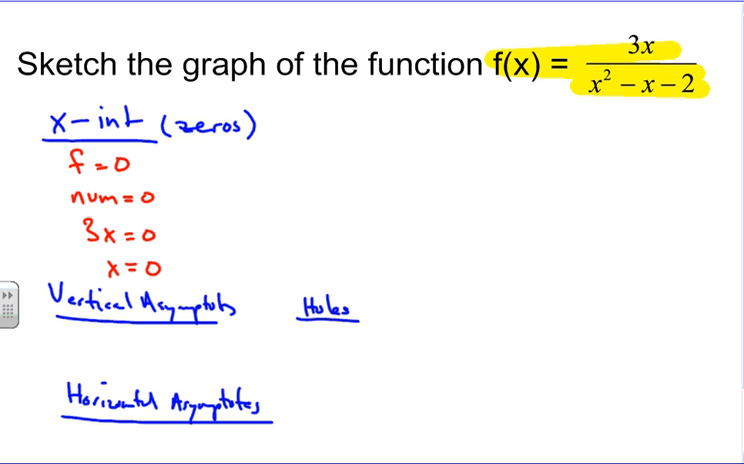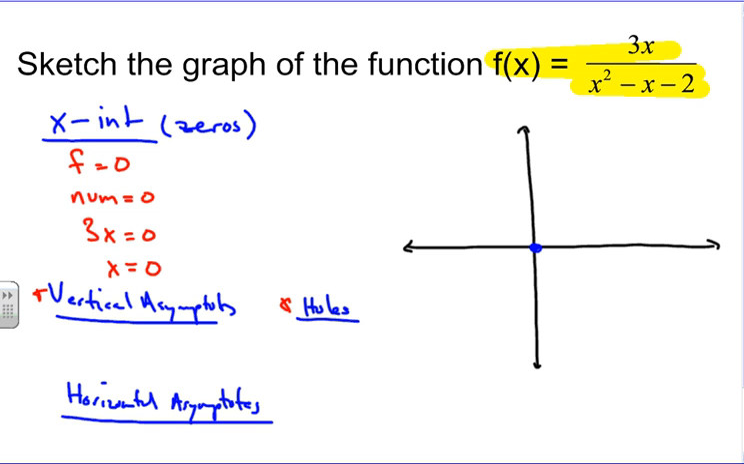So over here, I'm going to plot that right away. I'll create my grid right here, and I'm going to plot at the origin, 0, 0, and that's where we have our x-intercept. The next thing we want to do is identify vertical asymptotes or holes.